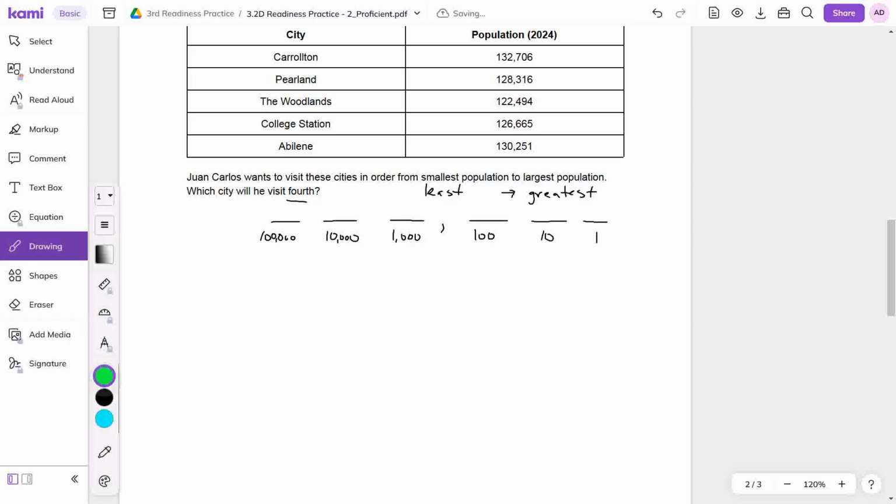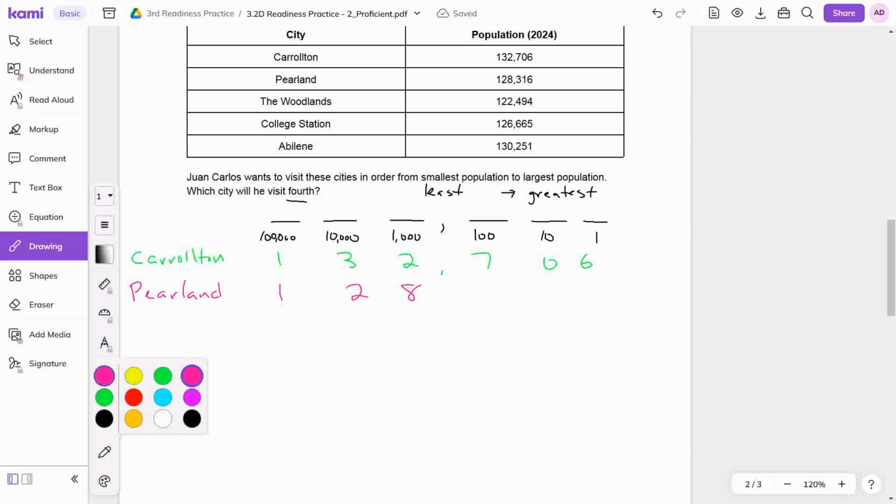And first, I just want to put them all down. So let's start with Carrollton. And that's going to be 132,706. And we can go to Pearland. It's going to be 128,316. Let's go to the Woodlands. Next, we are 122,494.